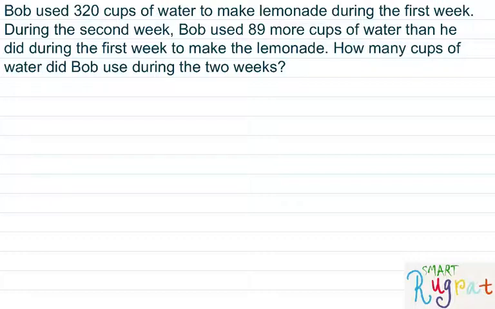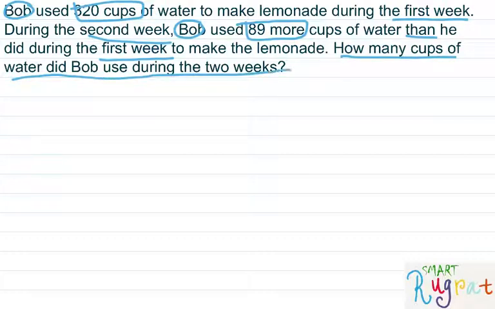Bob used 320 cups of water to make lemonade during the first week. Bob is my who. He used this many during the first week. During the second week, Bob used 89 more cups of water than he did during the first week. Bob is my character. He used 89 more than the first week. That means that he used more cups during the second week. And then underline the question. How many cups of water did Bob use during the 2 weeks?